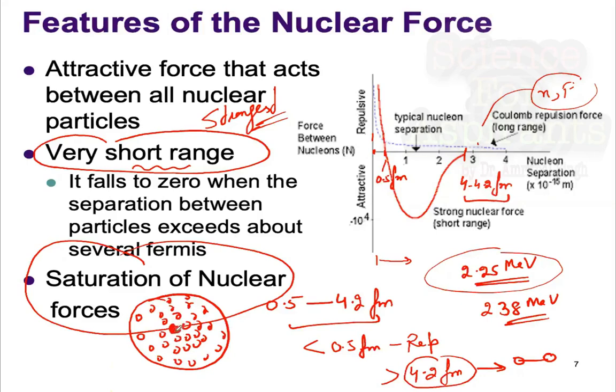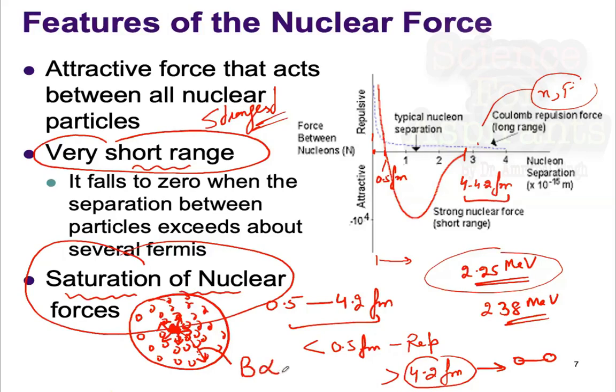Now, if I am talking about a nucleon which is in the center of this nucleus, it has some sort of attraction with some neighboring nucleons. If the distance between this nucleon and that nucleon is very high, then this interaction decreases with the increase in distance. So there is a saturation. The binding energy is almost the same for all the nucleons present within the nuclei. The value of this interaction decreases with the increase in distance. So this is known as the saturation of nuclear forces.